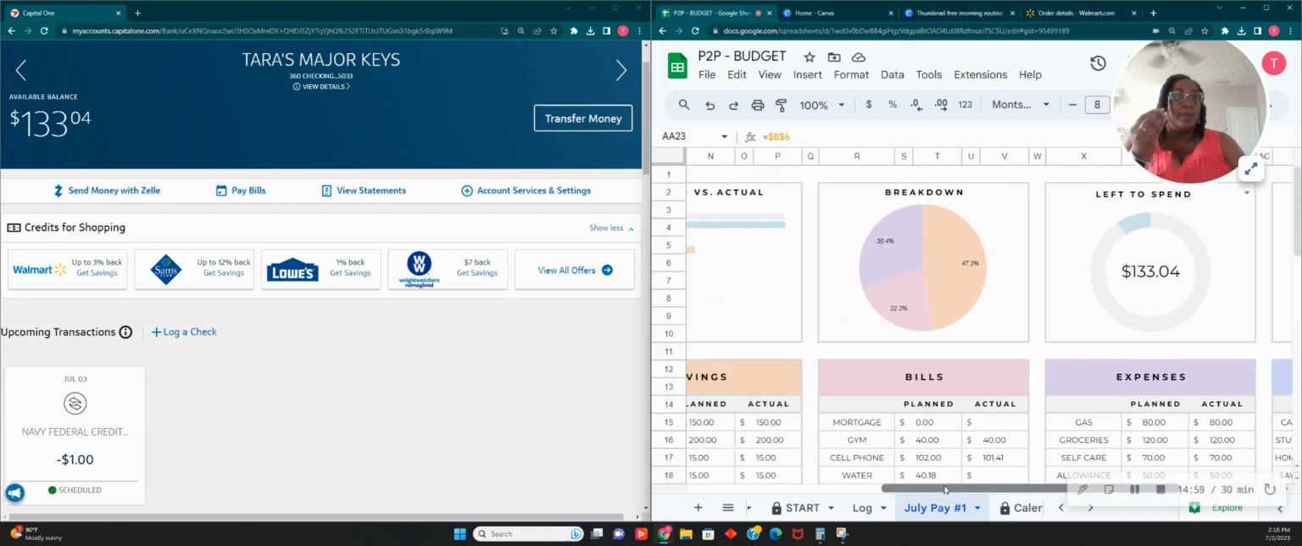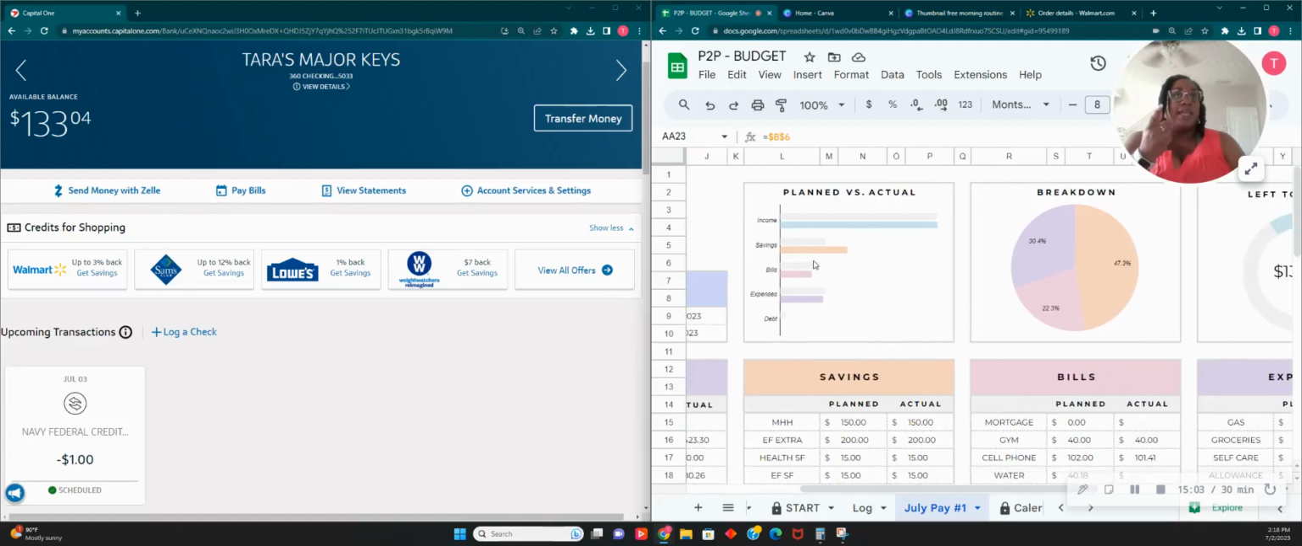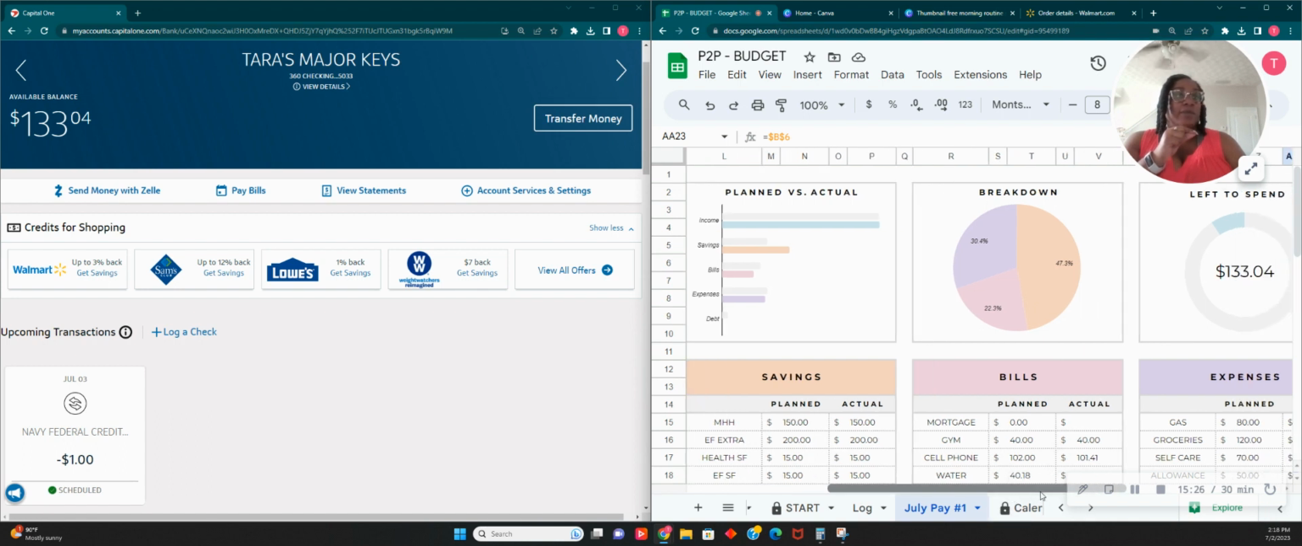And at the top, it'll show you your breakdowns, so your planned in the gray versus actual. I actually put a lot more to savings than was planned, which is great. You'll see the breakdown for this paycheck is 47% went to savings, 30% went to expenses, and 22% went to bills. That's what it is currently before we close out.